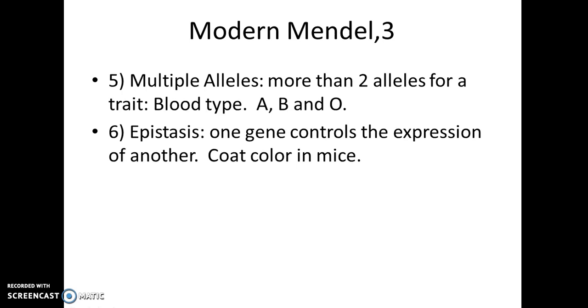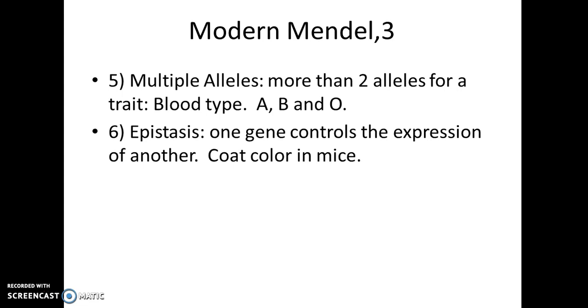Multiple alleles. We've talked about seed form. Mendel only had two alleles for each trait: big A, little a, big B, little b, brown, wrinkled, yellow, green. But with blood type, there are more than two alleles. There are A, B, and O.